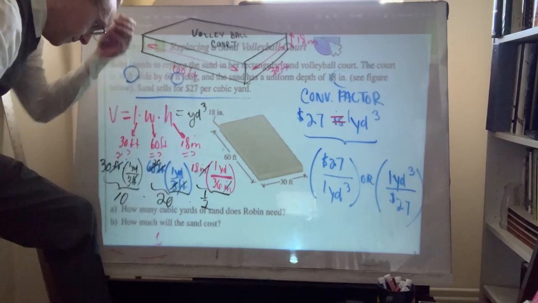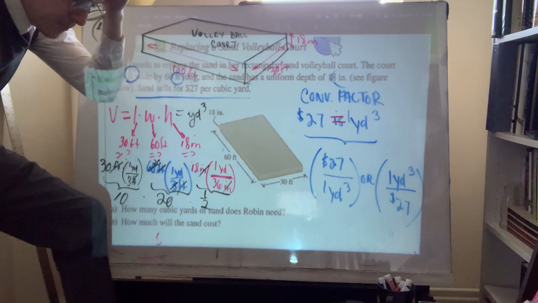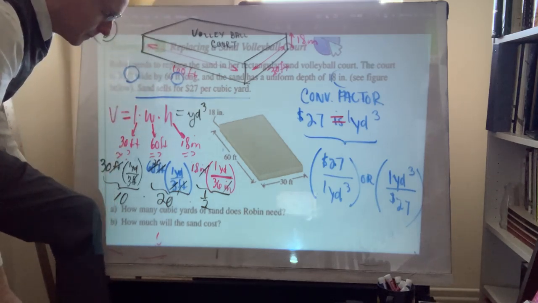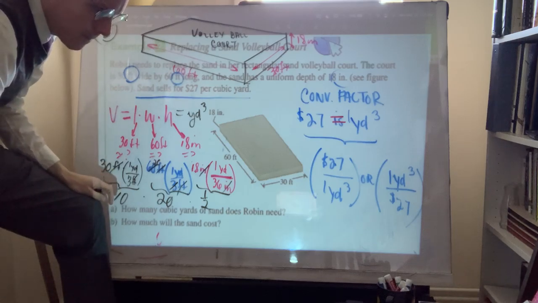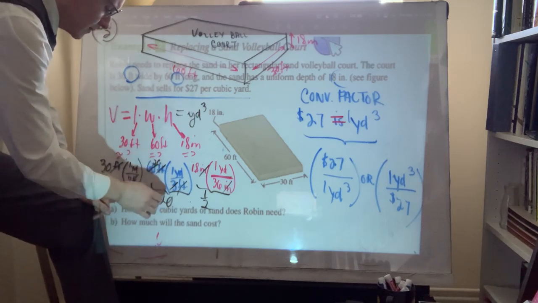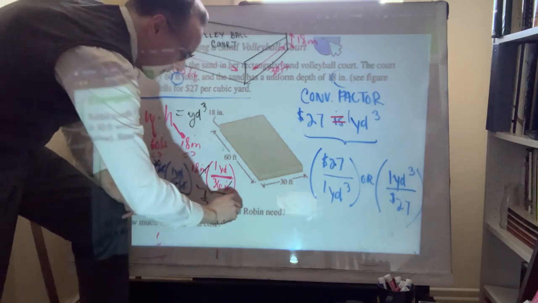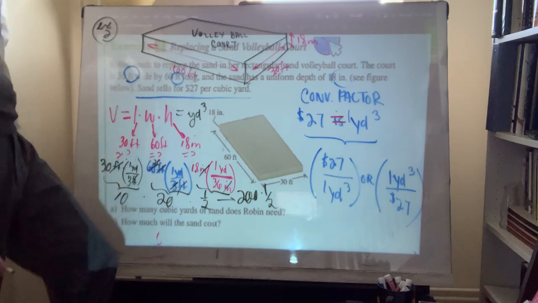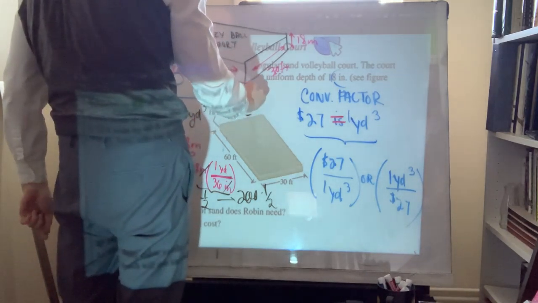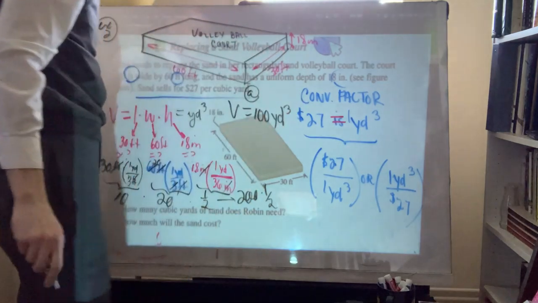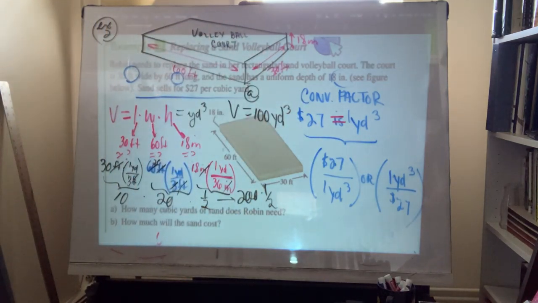10 times 20 is 30, right? Make sure that I'm doing that right. Yep. 10, that's if you add them. What is 10 times 20? 200. That's 200 times a half. What's a half of 200? 100. The volume to answer part A is 100 yards cubed. What a nice figure that is, right?